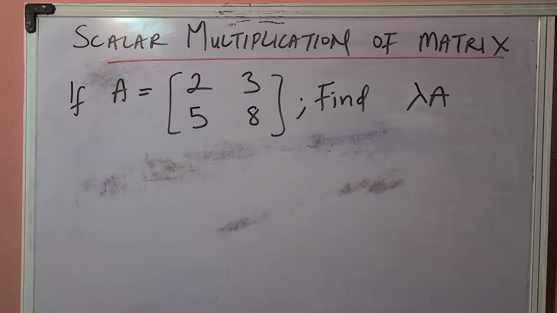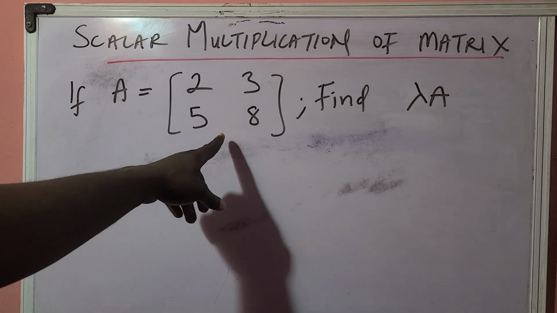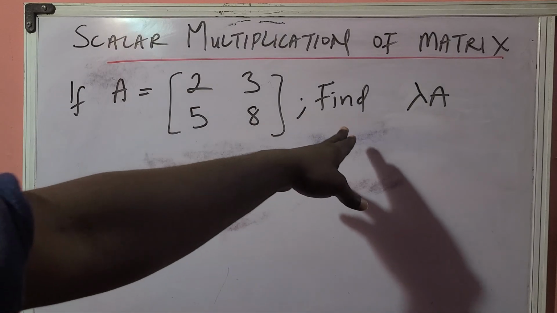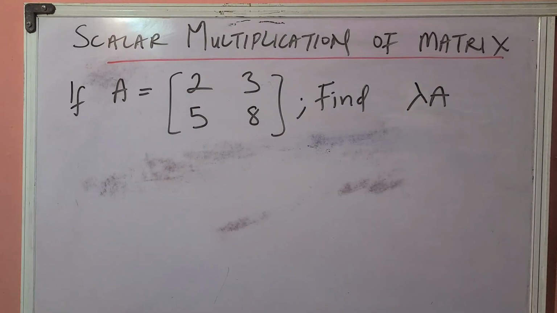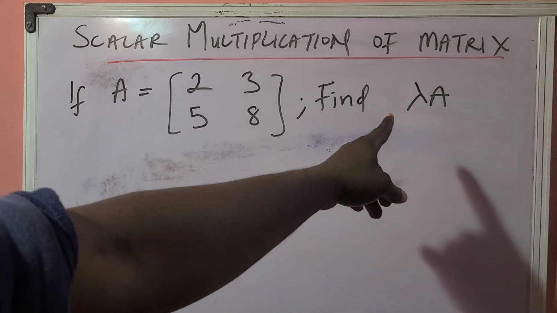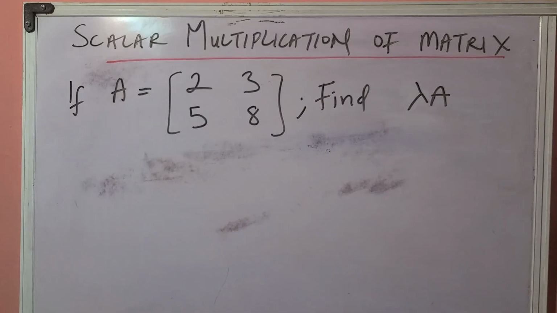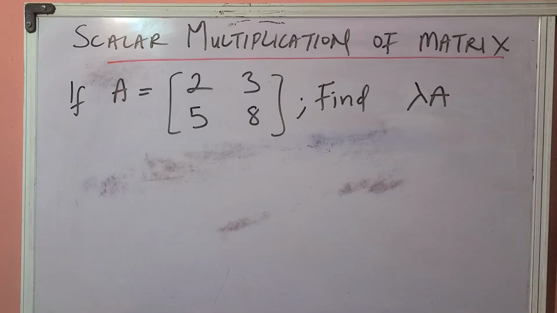All right, let's talk quickly about scalar multiplication. When you're dealing with scalar multiplication under matrices, the idea has to do with you multiplying each individual element of that matrix with the scalar. So take for instance, you have a matrix A given as what we can see right here. Then you're told to find lambda A. Lambda here represents a scalar, and the matrix A is what we have right here.